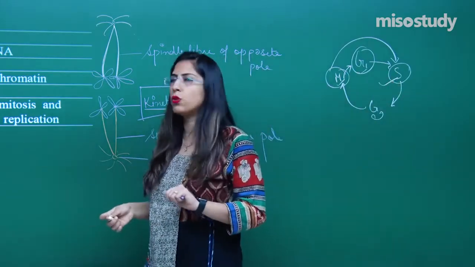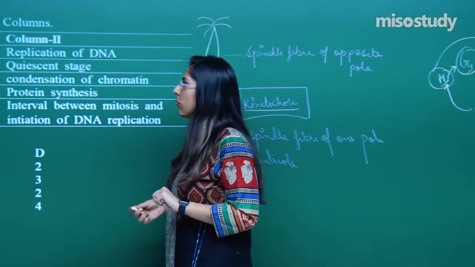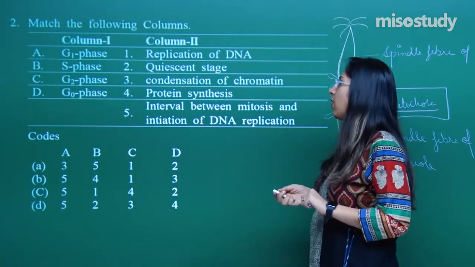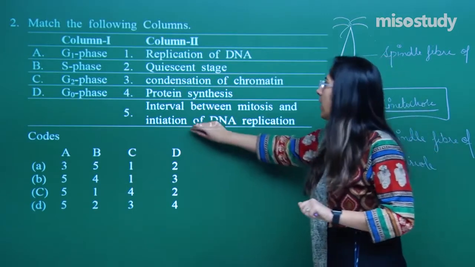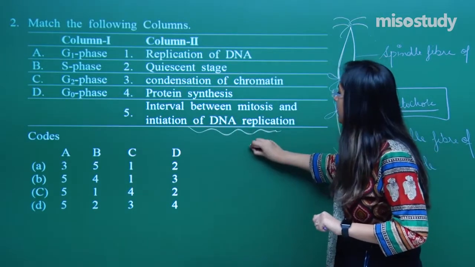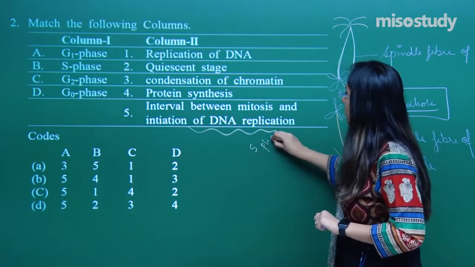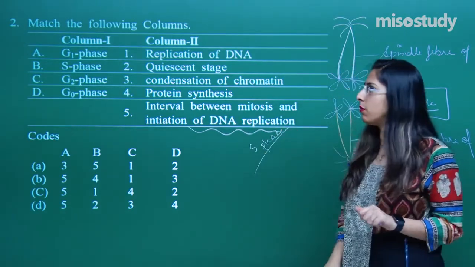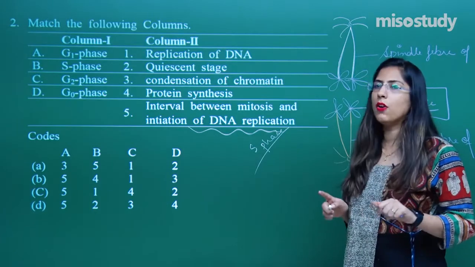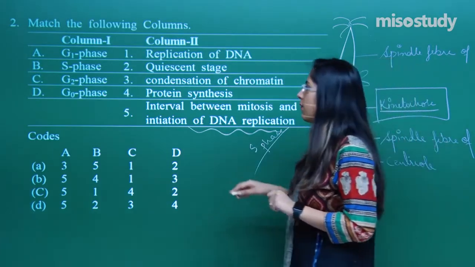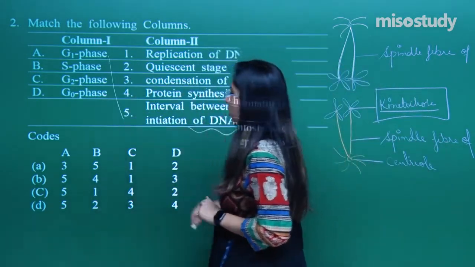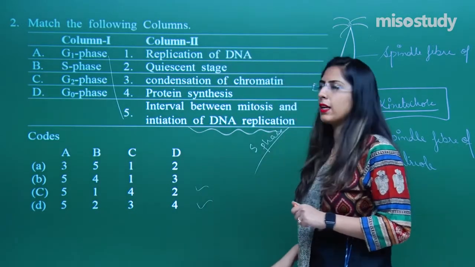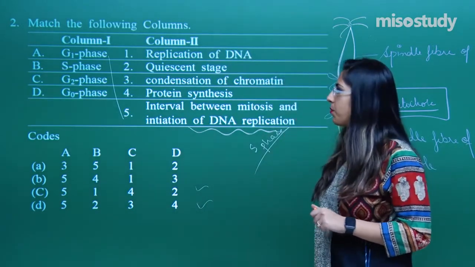Let's come back to the question again. G1 phase is an interval between mitosis and initiation of DNA replication. That means what do you mean by this? That means S phase, right? So the correct option in column 1 for the first one is the fifth option. Now let's look at the options, that means C and D, they both are correct. Let's look at the other options.